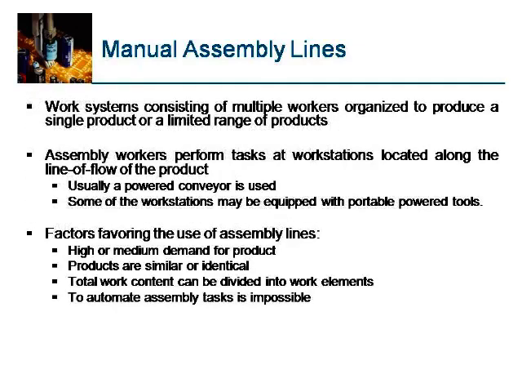A work system consists of multiple workers organized to produce a single product or a limited range of products. Assembly workers perform tasks at workstations located along the line of flow of the product. Usually a powered conveyor is used. Take simply a TV assembly or a motor assembly line. Normally assembly is done in a typical line fashion.